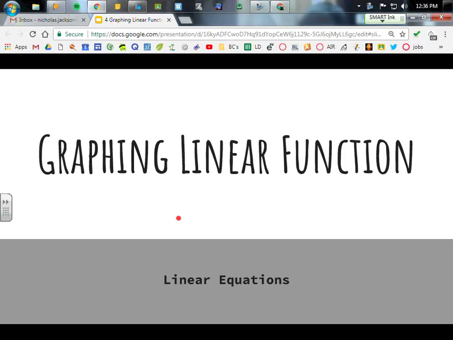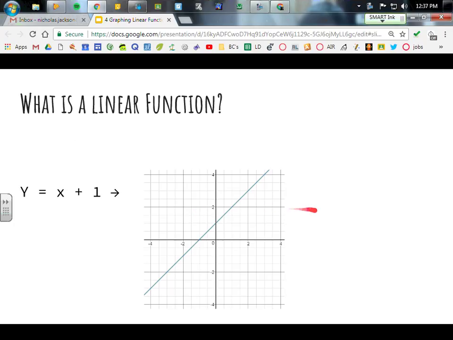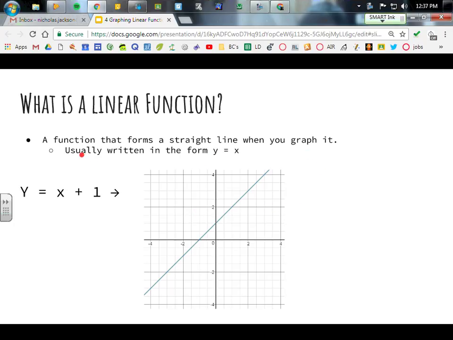So today we talked about how to graph linear functions, which is just sort of an expansion on what we talked about last time, just graphing functions. So first let's start off with what is a linear function. A linear function is a function that forms a straight line whenever you graph it.